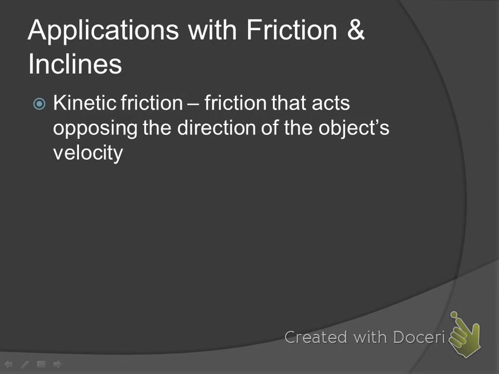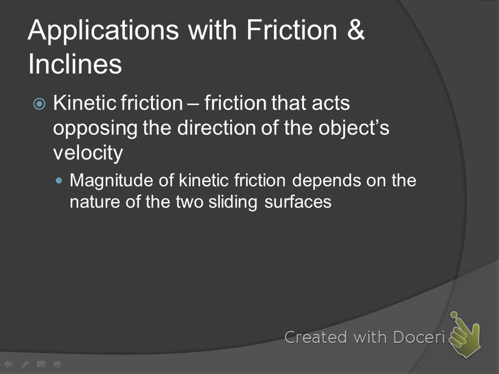Okay, so friction, there's two main types of friction, kinetic and static. What does the word kinetic mean to you? What should that bring to your mind when you see the word kinetic? Motion, yeah. So kinetic friction is friction that acts in the direction opposite the velocity, but it happens while the object is already in motion. Okay? So kinetic friction is really looking at an object once it's already in motion.